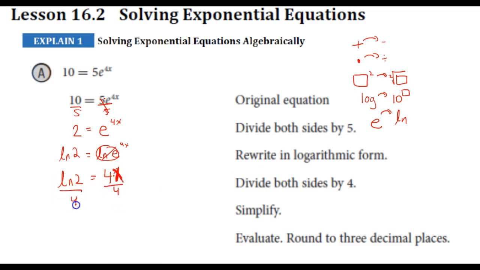Dividing. Now I know what you're thinking. This is not simplified. What is this as an actual number? So we're going to use our Desmos calculator to figure out what ln 2 divided by 4 is. All right, so let's do that right now.